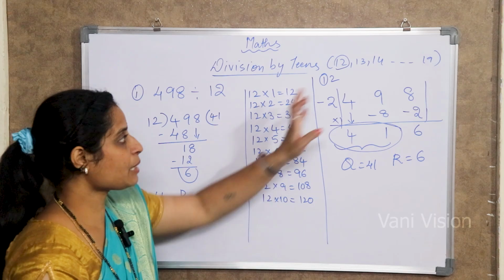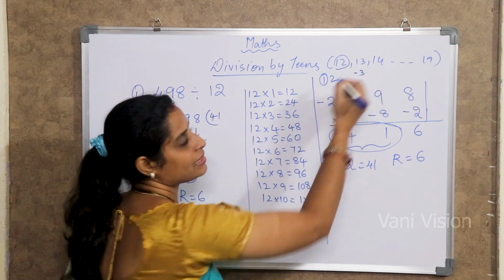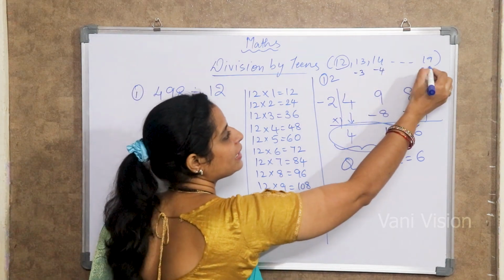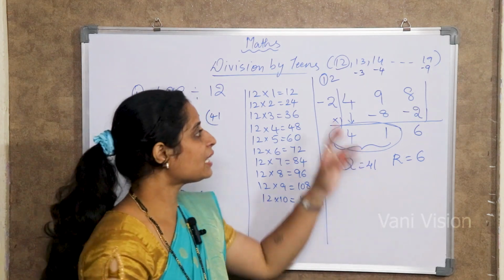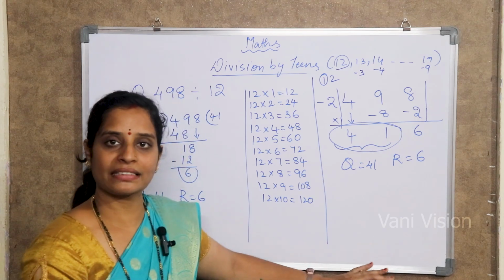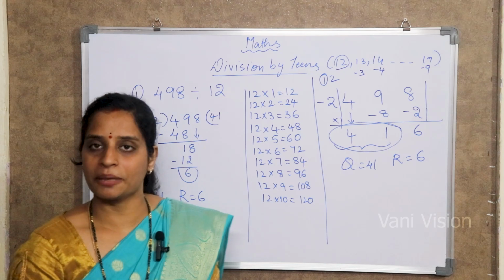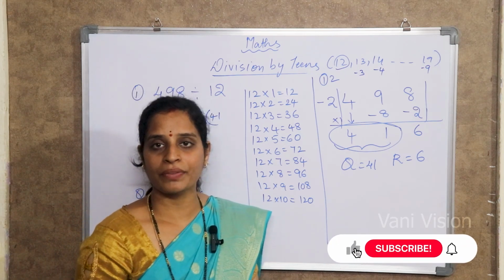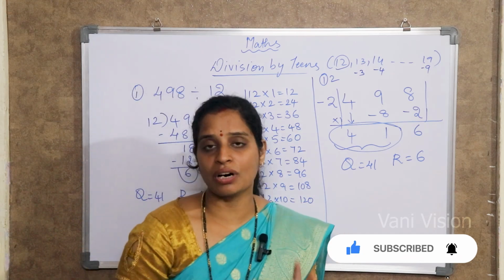If you are having a 13 table, then you are supposed to take minus 3. If you are having a 14 table, then minus 4. 19 means minus 9. Similarly, for 17 you take minus 7 and do the method. Clear? You practice with some other numbers, try it and comment too. If you are having any doubts, I am going to clear them. I think this method is very clear to you all.